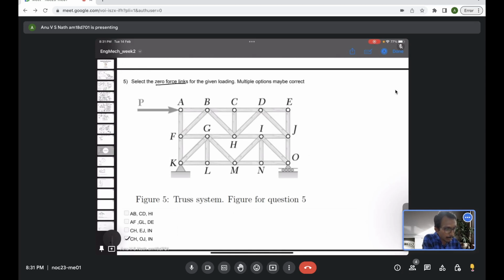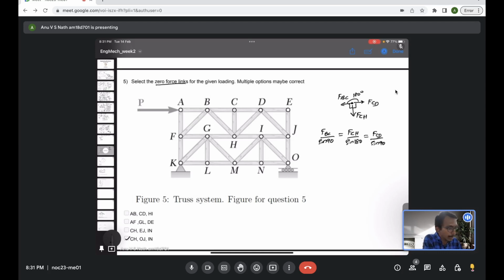So, if we consider joint C, let us draw joint C here. It will have FBC acting this way, FCD acting this way, and FCH acting this way. Now we have a concurrent system of three forces. This is 90 degrees, this is 90 degrees, this is 180 degrees. So if you apply the rule, FBC by sine of 90 is equal to FCH by sine of 180 is equal to FCD by sine of 90.